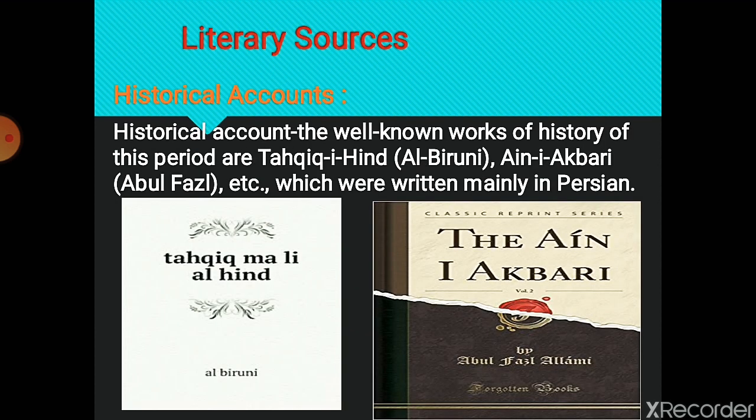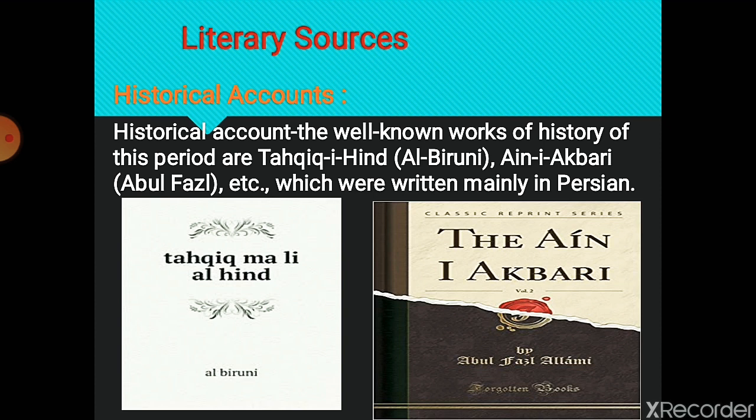Next we have historical accounts. Beyond religious, non-religious, and biography and autobiographies of rulers, we have another literary source, that is historical accounts. It means during that time many authors and historians also wrote about the history of that time. It means they wrote about what had recently happened during that time. So we have a lot of books, written by different authors.